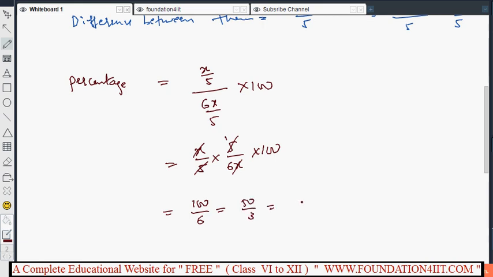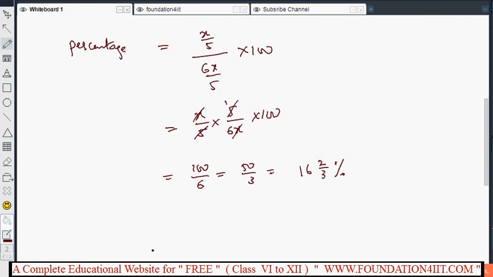So in mixed fraction, same as the previous problem, 16 2 by 3%. Thus wheat is cheaper than rice. Therefore, wheat is cheaper than rice by 16 2 by 3%. So this much percent, it is cheaper.